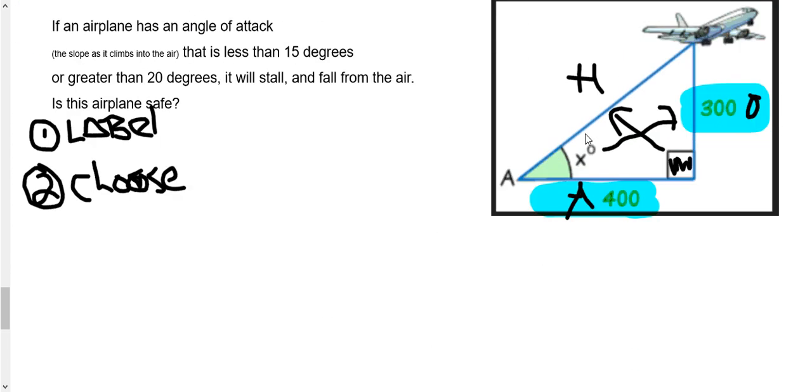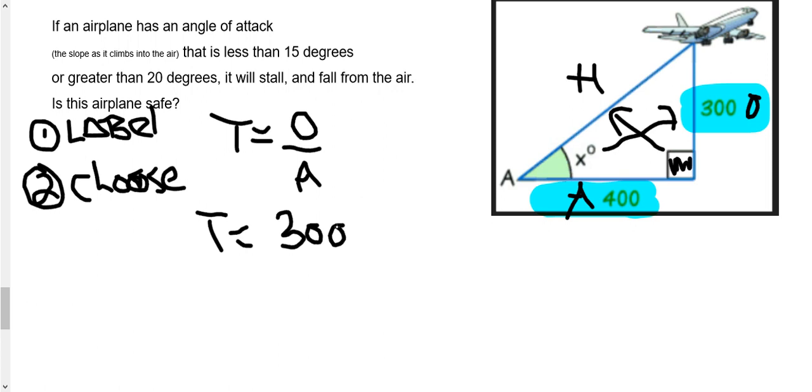Okay, so now we're going to write down that trig ratio. Tangent is equal to opposite divided by adjacent. I see from our diagram, opposite is 300, maybe 300 kilometers, 300 meters. I'm not sure. It just says 300. Adjacent is 400. So now we're just going to do the math. 300 divided by 400. Let me grab my calculator. 300 divided by 400 equals 0.75.